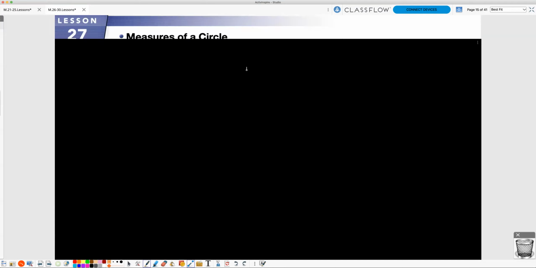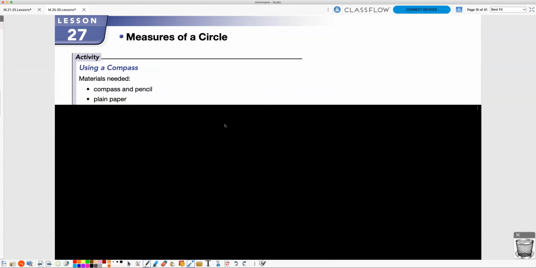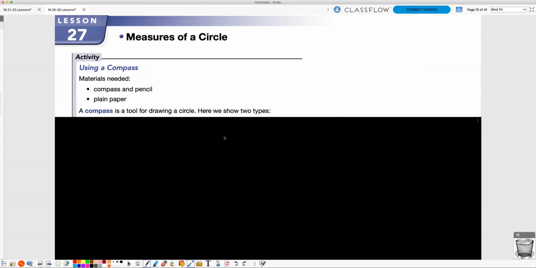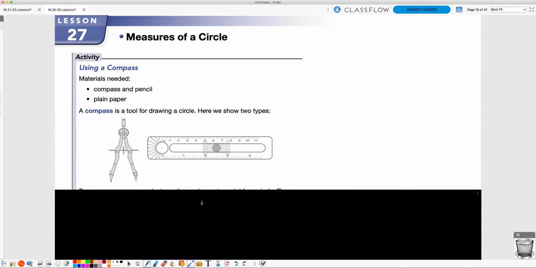So we're going to look at an activity here. You would need a compass and a pencil and plain paper. A compass is a tool for drawing a circle. Here's two types of compass. This is a metal compass, and this would be a plastic compass that's got a ruler incorporated as well. But if you have the center point being this, and then you would slide your radius to recognize that you could create a circle if you spun it around that particular center point.